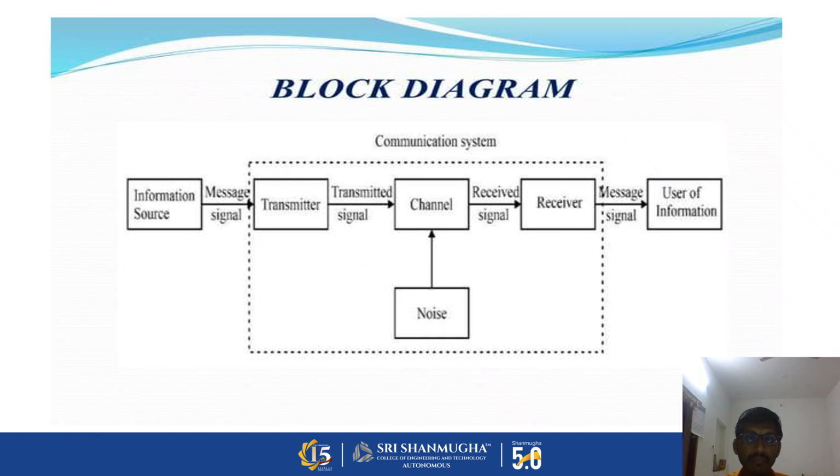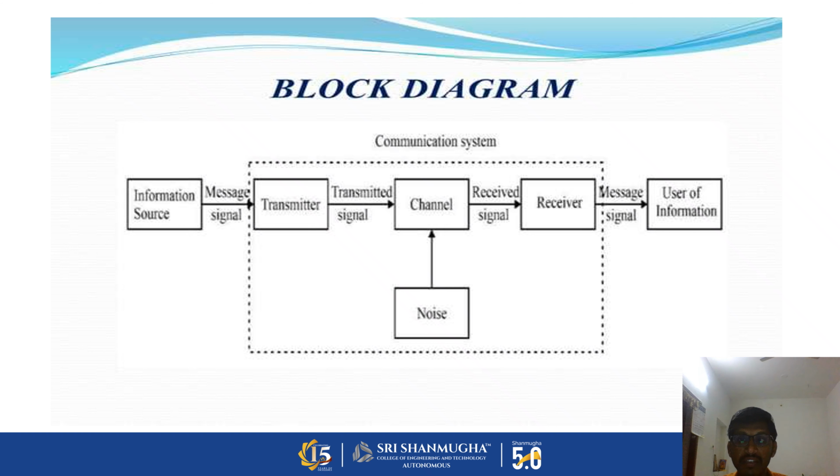First of all, information source. Information source is generated as a message signal. That message signal is transferred to the transmitter, and through the transmitter to the channel. That is called transmitted signal. Message signal is transmitted to the transmitter; that signal is called transmitted signal. The transmitted signal is passed through the channel. The channel next passes the information signal, called received signal.